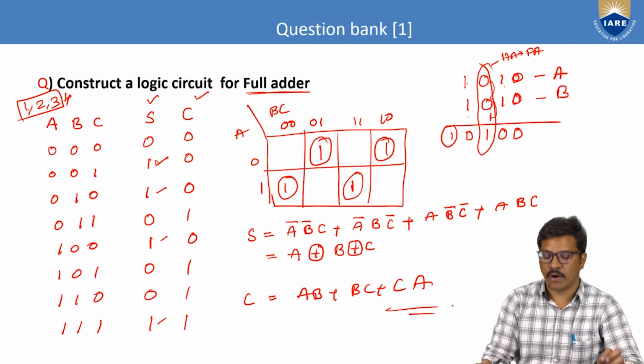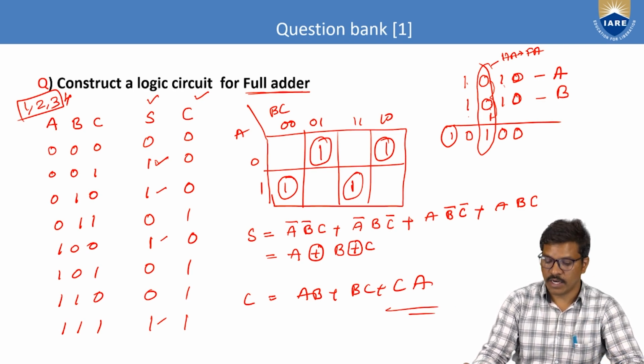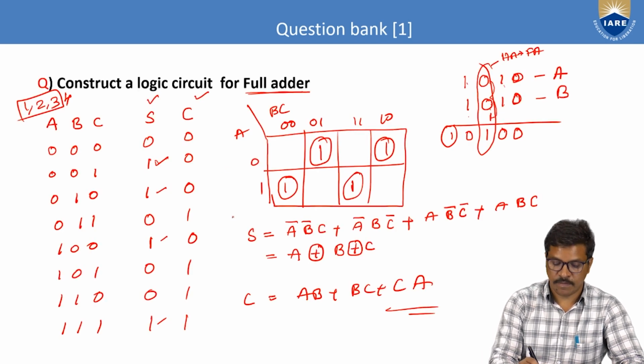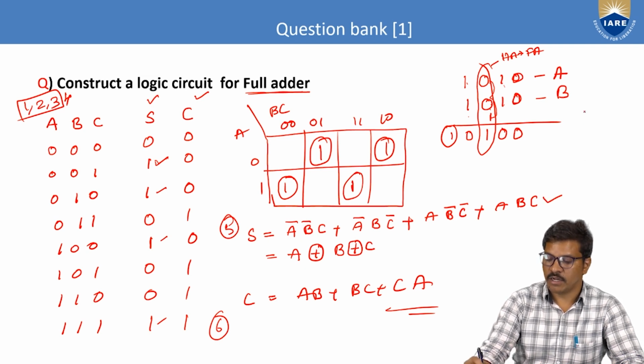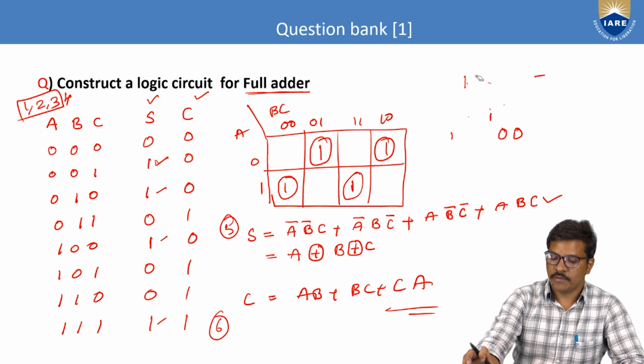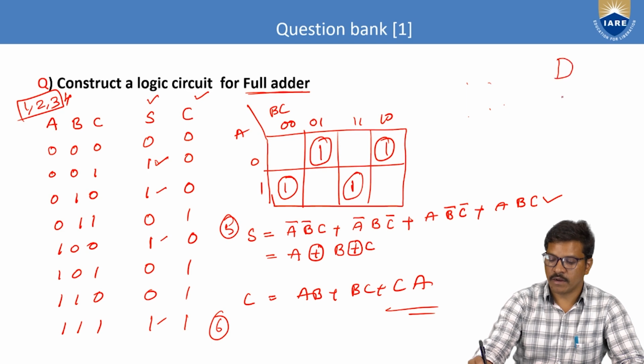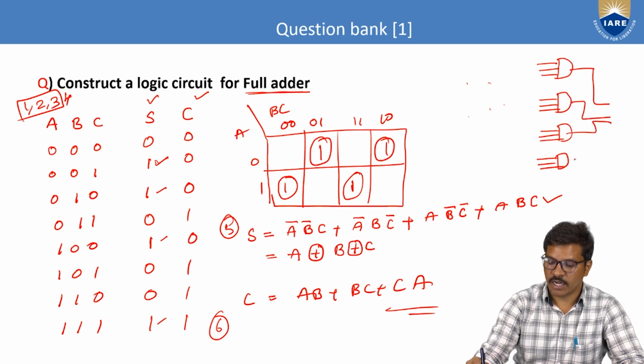With this expression, you have to draw the logic diagram. So the next step is the 5th step, and the 6th step, take the logic diagram for this one. How can we draw the logic diagram? If you take this first expression, how many gates are required? 4 AND gates are required. These 4 AND gates represent each minterm. These are connected with a single OR gate, a 4 input OR gate. Then you will get the sum.